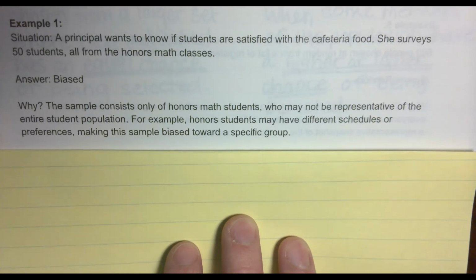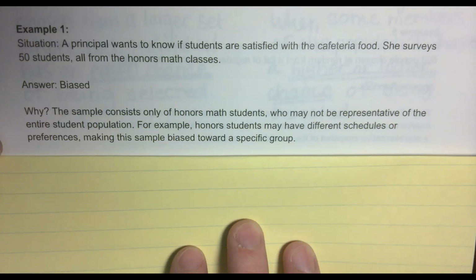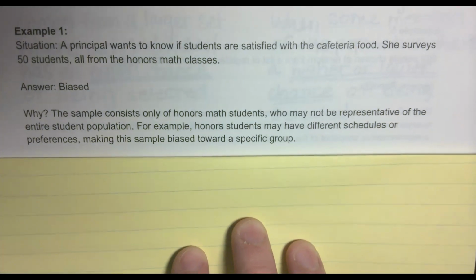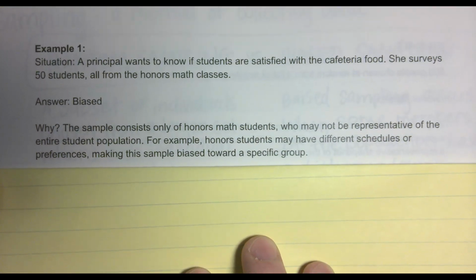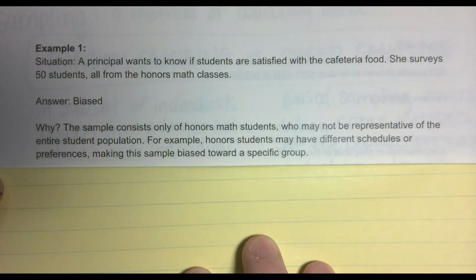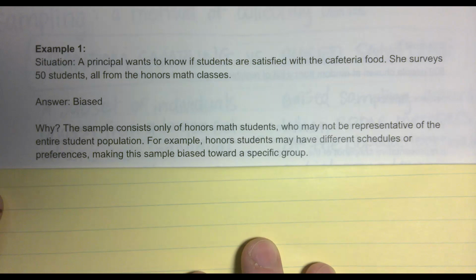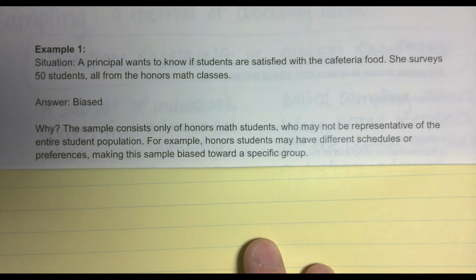Yes? There may also be motive bias with that one. So tell me, what do you mean by that? Being honors students, they may feel a need to give a positive review. Oh, that's a good point. So maybe being an honors student, they feel a certain pressure to give a positive review of the cafeteria food. That would absolutely cause a bias. So this is not random. This is not going to give you good data. It's biased. We would not want to survey this way.